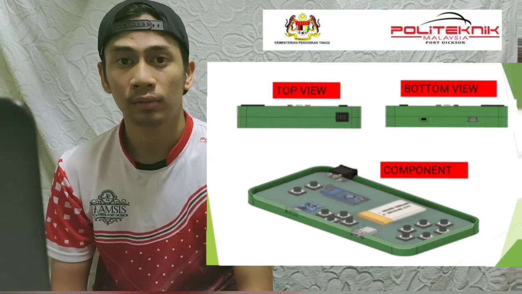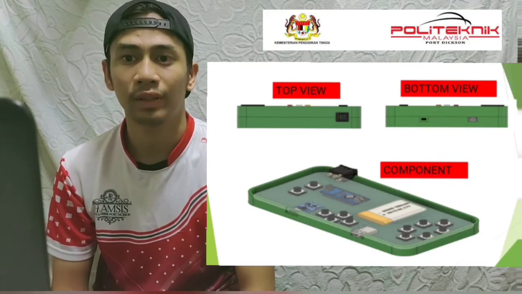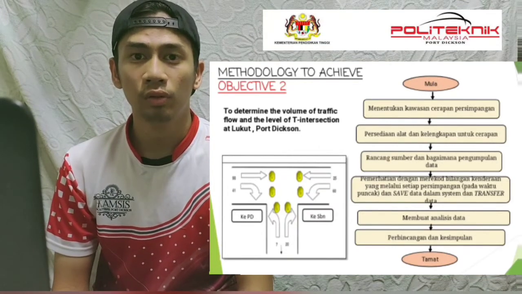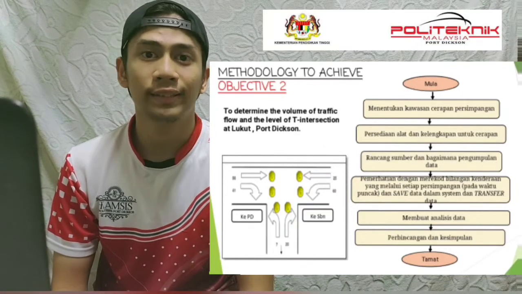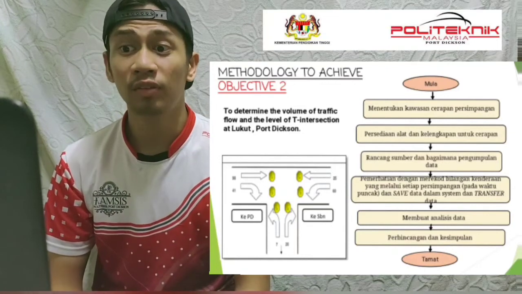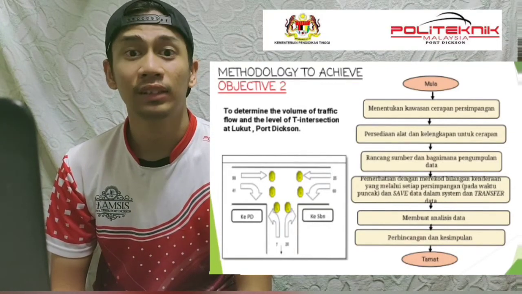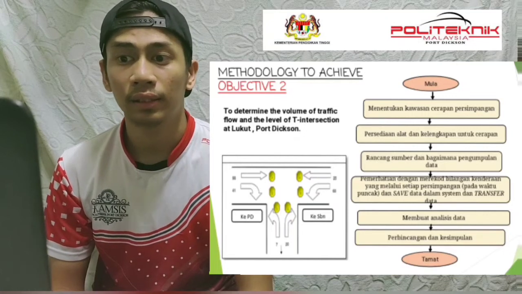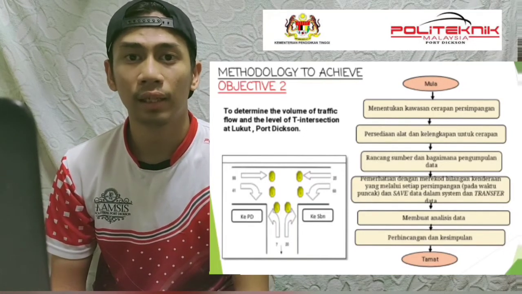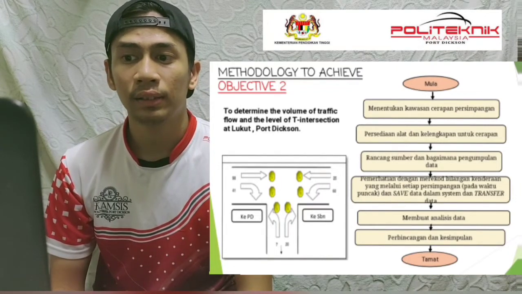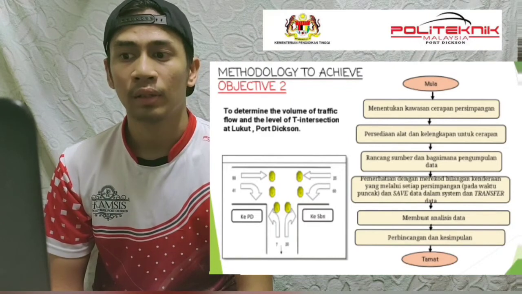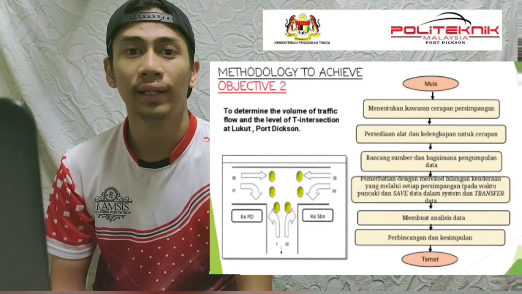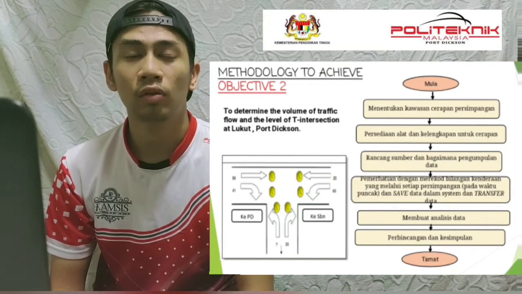And the third is the components for the product. Then the methodology to achieve objective 2: to determine the volume of traffic flow and the level of the T intersection at low conditions. First, decide the intersection area. Second, get the equipment ready. Third, plan resources and how to collect the data. Fourth, see the record of vehicles, save the data in the system, and transfer the data. Fifth, do data analysis. Sixth, discussion and conclusion.